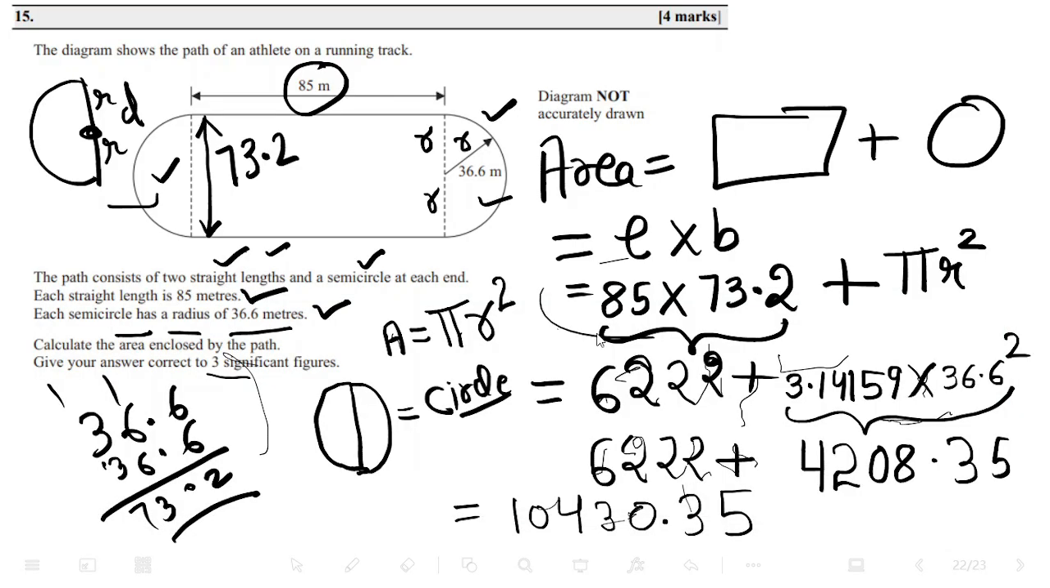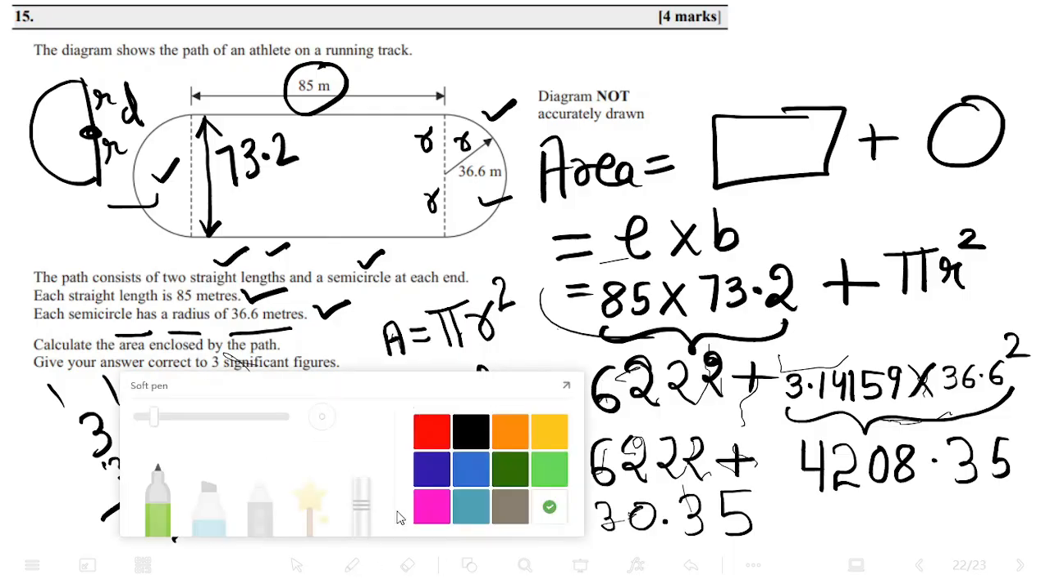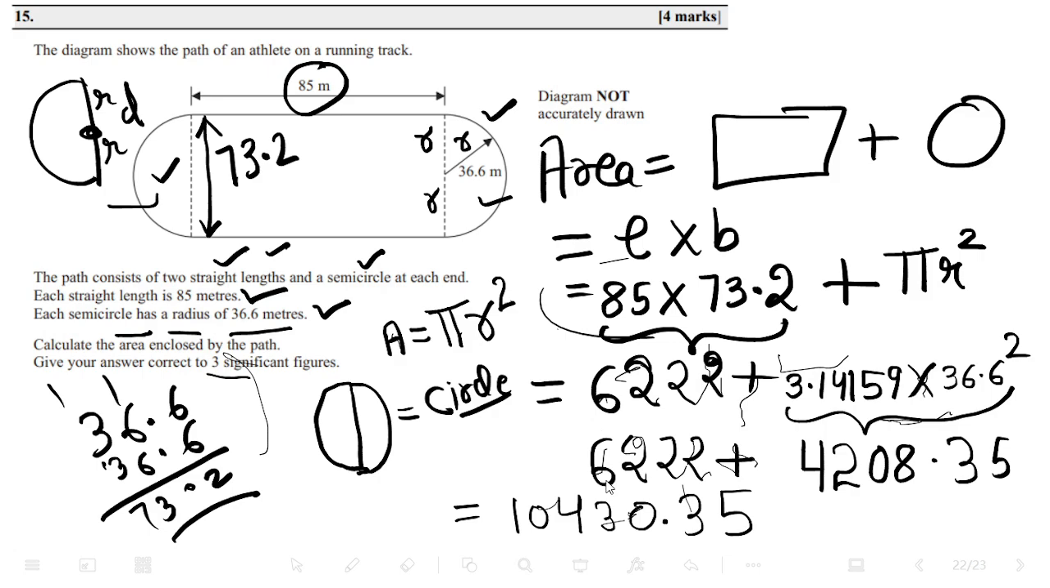In this particular question, they have asked for three significant figures. So we will take the first three digits.